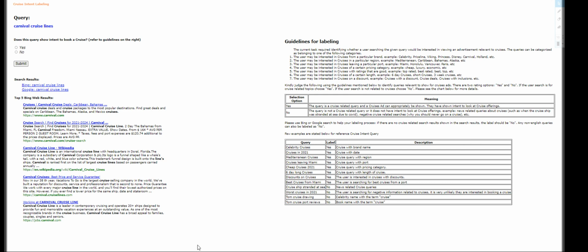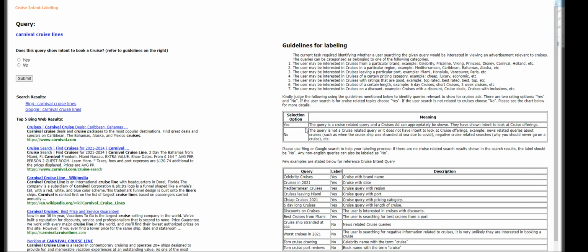Is the user interested in taking a cruise? This one is really easy. We just have to judge the query and answer if the query shows intent to book a cruise. I don't want to go through the guidelines, but you can read the guidelines. It should be really easy. As I've mentioned earlier, it's just a question whether the user is looking to book a cruise or not. Okay, so let's jump into the head.